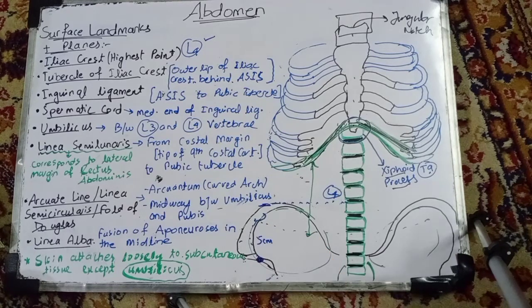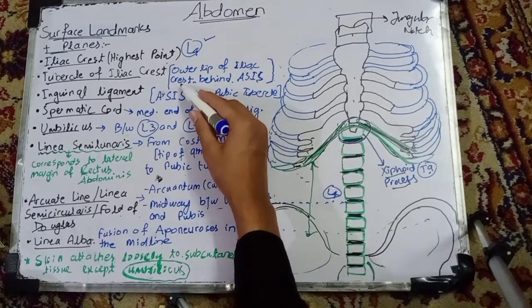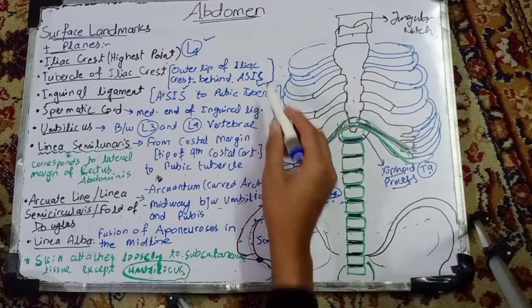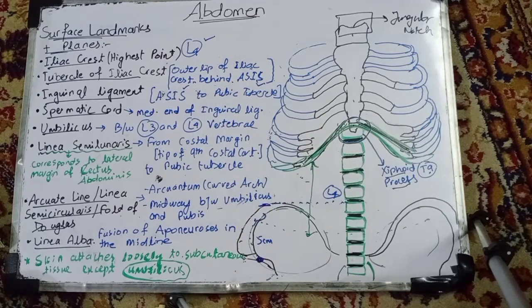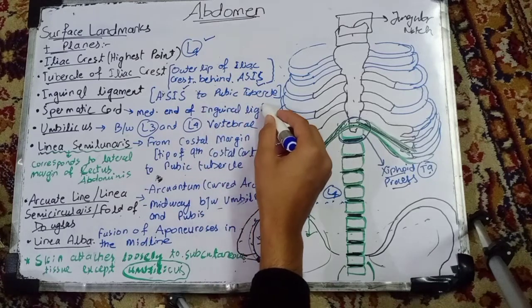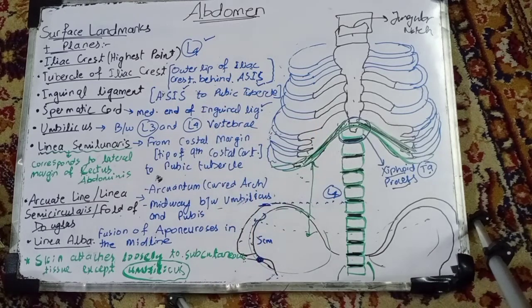Okay. Now we talk about the inguinal ligament. The inguinal ligament is present between the anterior superior iliac spine and the pubic tubercle. The spermatic cord is a structure present especially in males, and it is present downwards, medial, at the medial end of the inguinal ligament, where you can pick it up with your finger and thumb, and you can easily feel it. We will talk about it in detail later on.